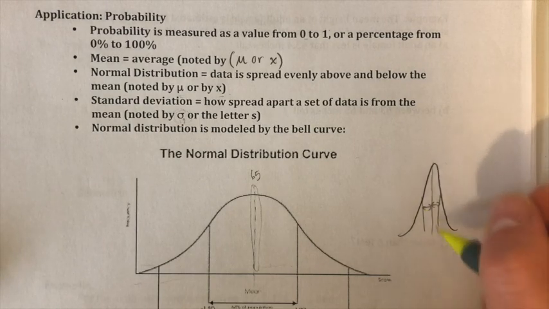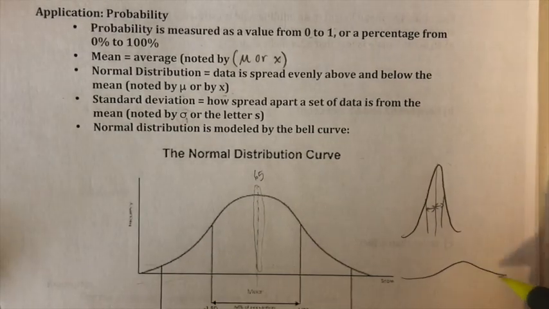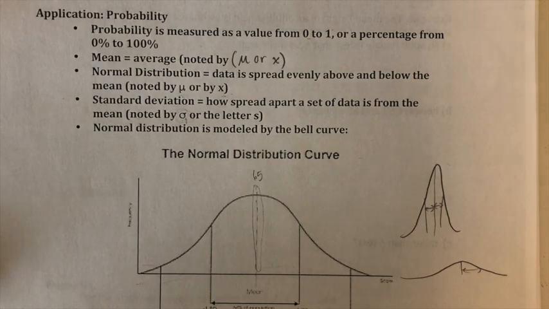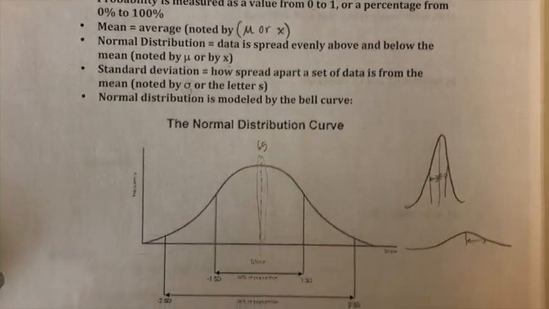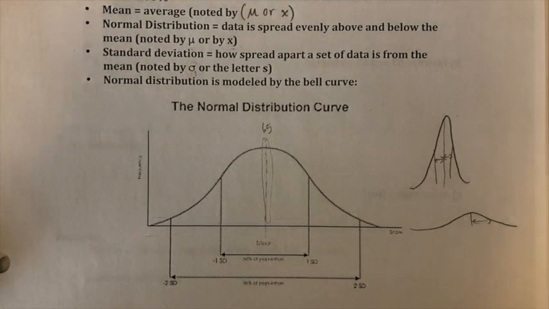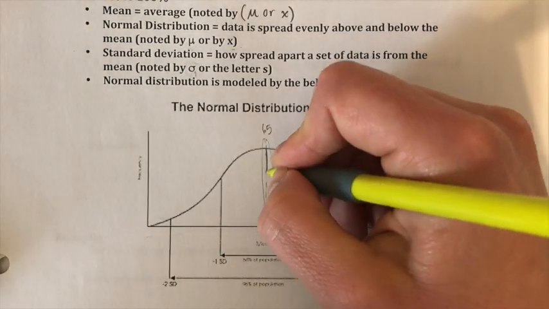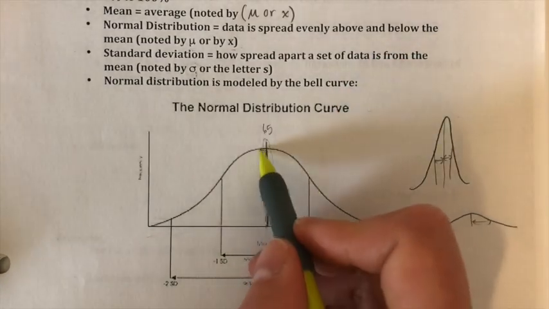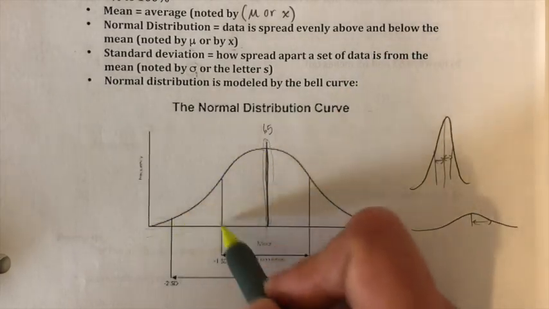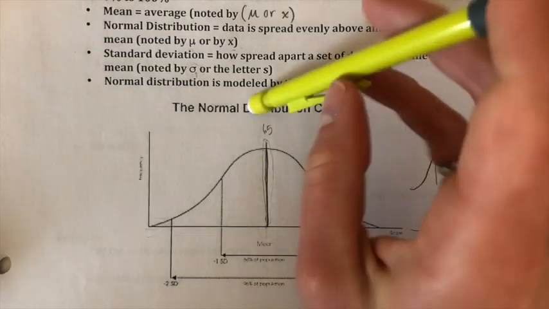And if you've got a really flat bell curve, that means your standard deviations are big. Okay, so this is the normal distribution curve. Here's my mean. My mean is always going to be 50% of the population, so 50% are going to be below it and 50% are going to be above it.